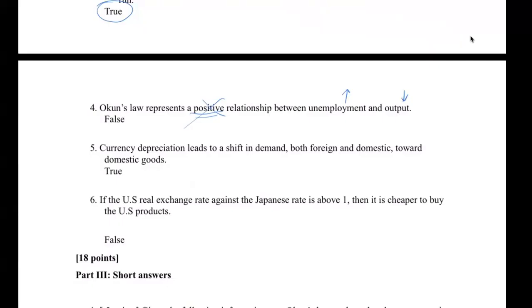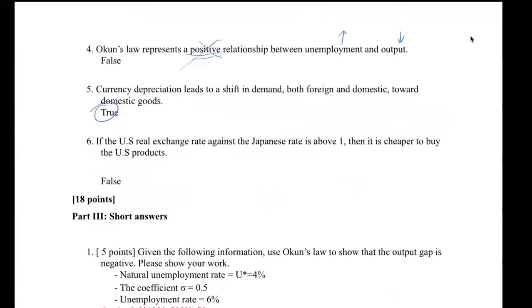The currency depreciation leads to a shift in demand, both foreign and domestic, towards a domestic good. Yes, this is true because now the currency depreciation means that, for example, we are using dollars, right? If the dollar has depreciation, which means that the things that we buy are much cheaper compared to other countries' goods. So other countries' people want to buy US goods, which shifts demand towards the domestic goods.